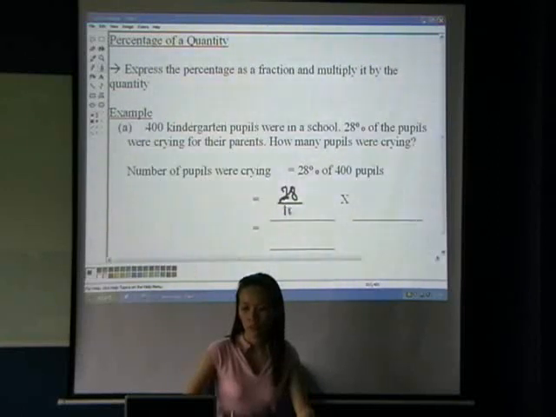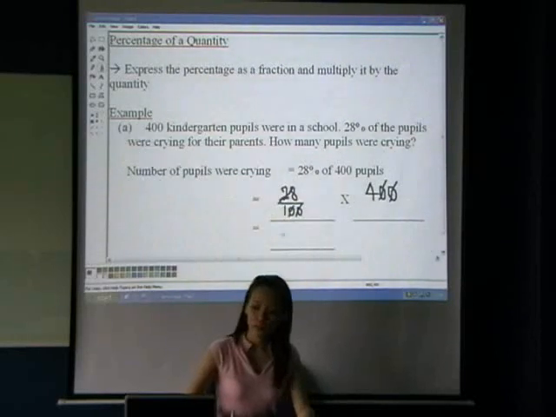We will get 28 over 100. Then this is multiplied by 400 pupils. We simplify with the denominator. So we will get 28 times 4, and the answer is 112 pupils.